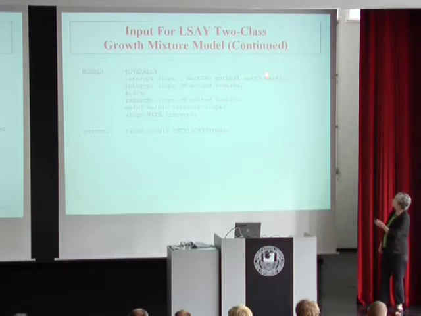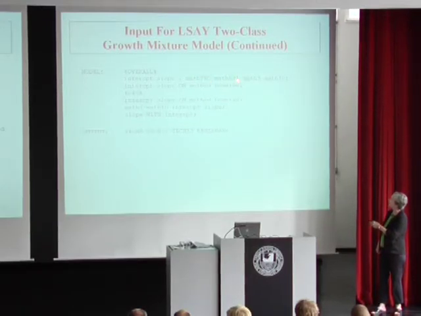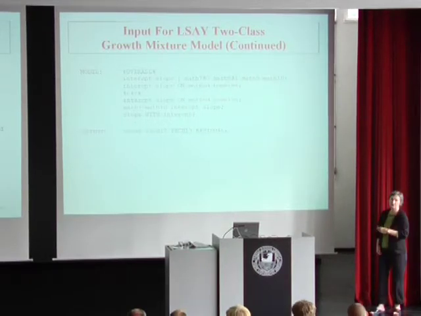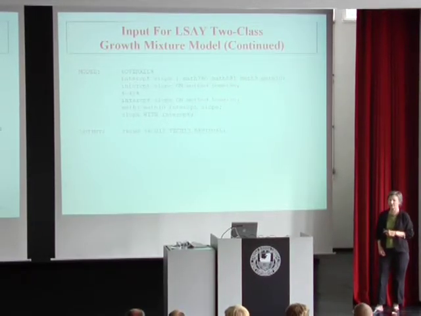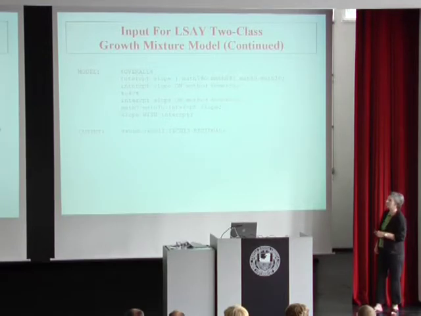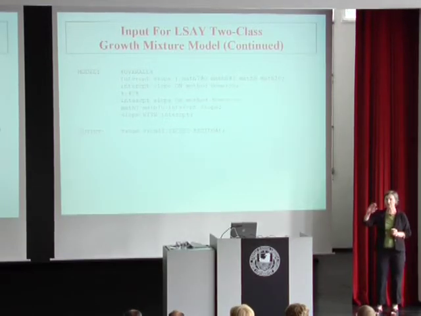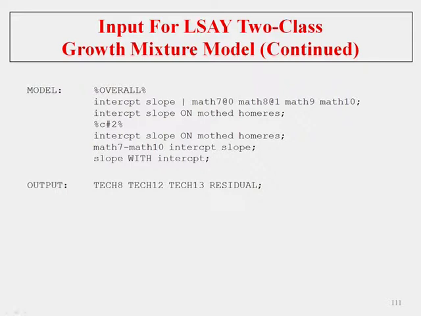We're allowing the time scores. We're going to fix math7 at 0, math8 at 1, but we're going to estimate the time scores for math9 and math10. We don't feel that a linear model would fit the best, so we'll estimate those. Then we regress the intercept and slope growth factors on the two covariates, mother's education and home resources.